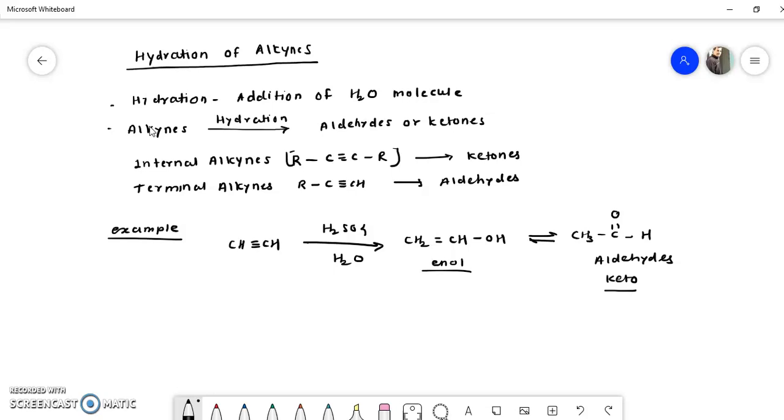Sometimes along with H2SO4, HgCl2 or HgSO4 is also used, because the terminal alkynes are less reactive as compared to the internal alkynes. So sometimes this is also used to increase the rate of reaction. Okay, now we'll see further.